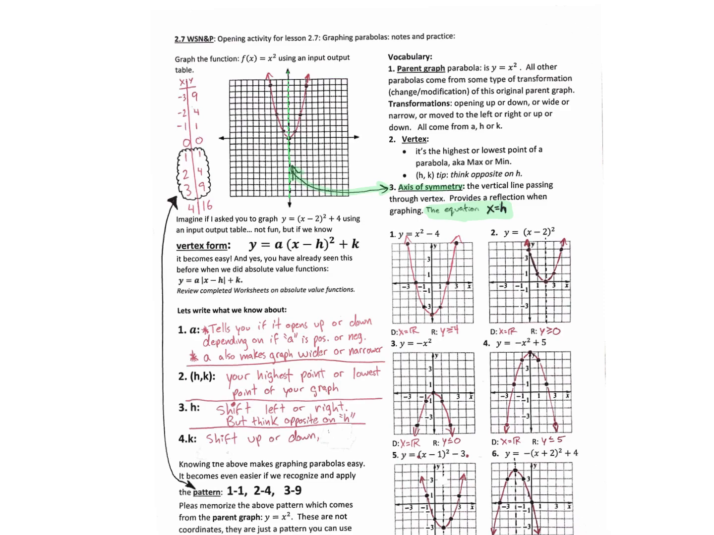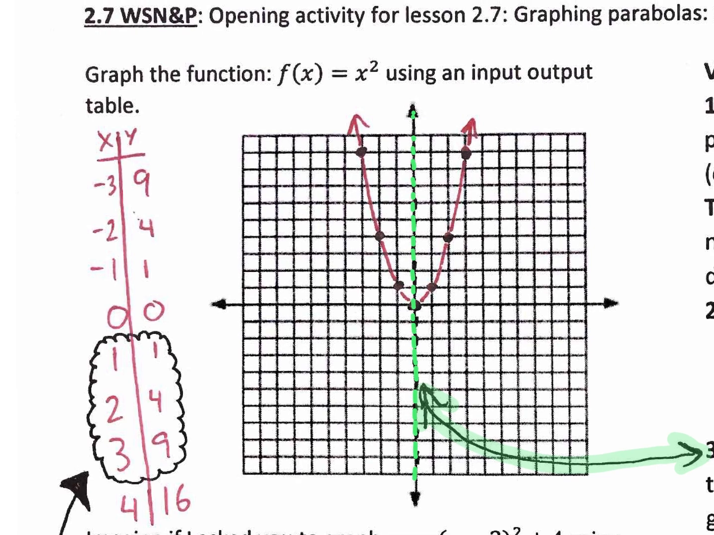Last week we did graphing parabolas that had the a value of 1. We began by graphing the parent graph. The parent graph is y equals x squared, right? And we graphed it using an input-output table, an xy table. And from that table came these amazing magical coordinates, 1, 1, 2, 4, 3, 9.